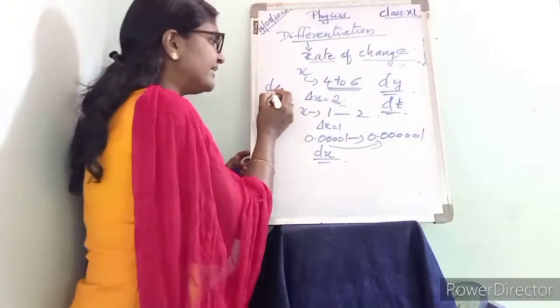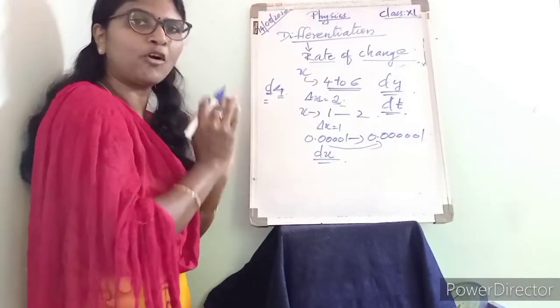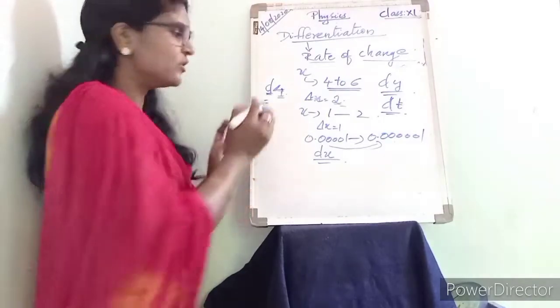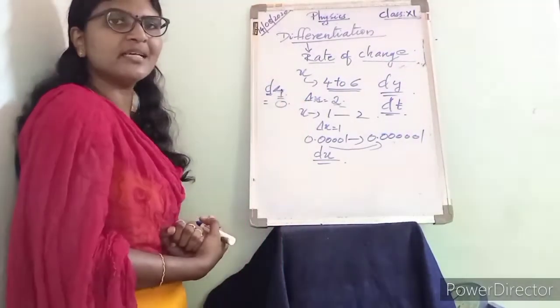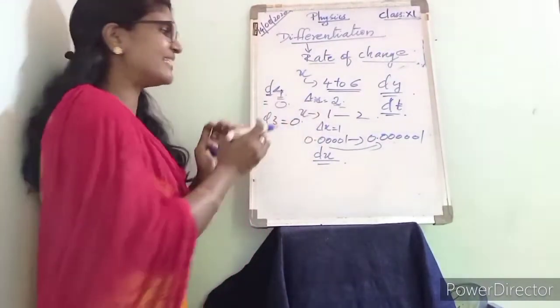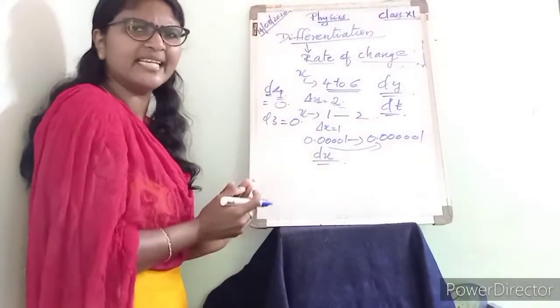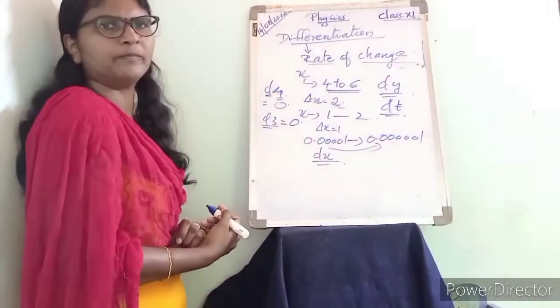So its value is the change in a constant. You know what a constant is? It does not change. So d of 4 means what? It is 0. D of 4 means 0. Also d of 3 is 0 because it is a constant. It does not change. So we can represent d of 3 as 0.